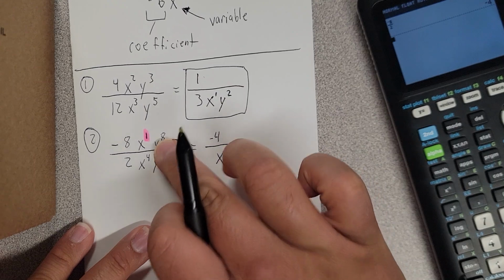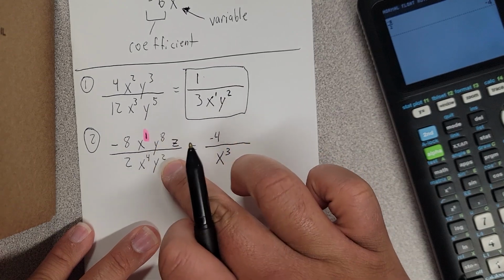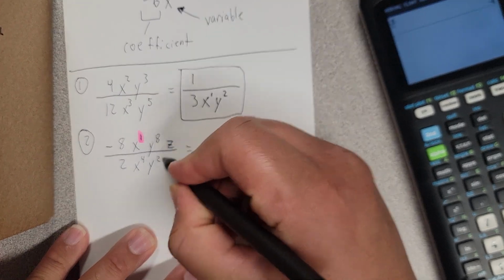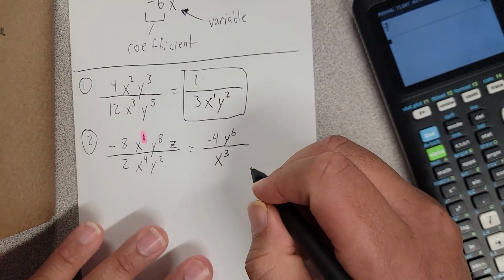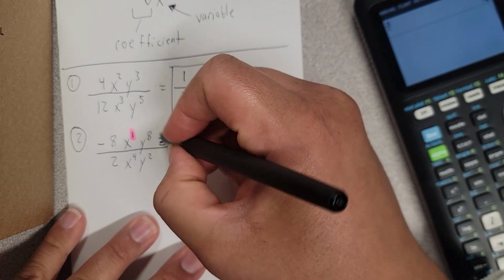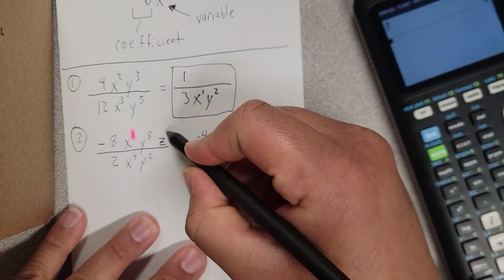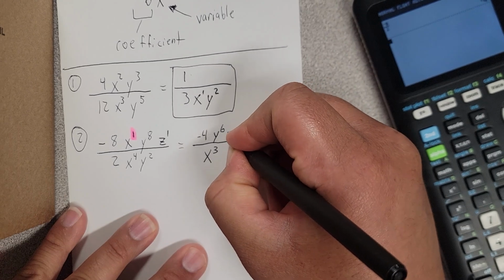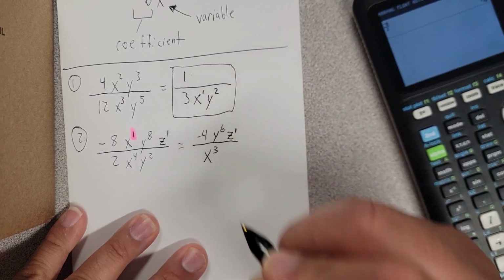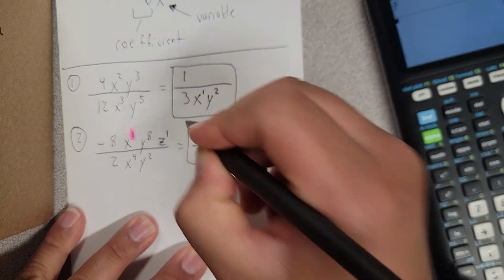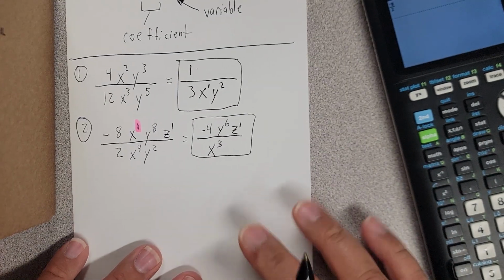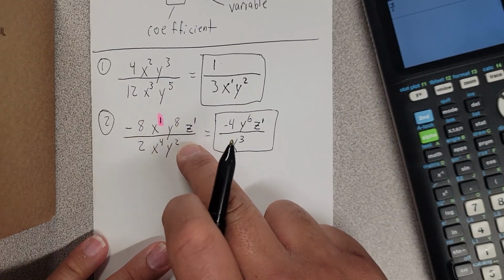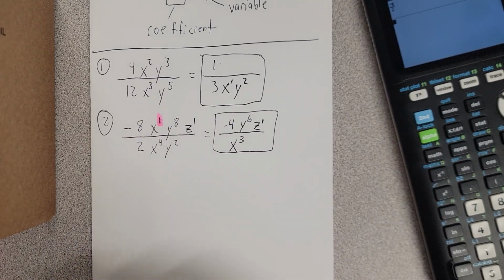Now look at the y's. Who has more y's, top or the bottom? There's 8 and 2. So the top has more y's. 8 minus 2 is going to be 6. And then the z, a lot of people are like, Mr. S, I got to put 1 there? Yes, put a 1. But look, there's no z's on the bottom. So that z just stays on the top, z to the 1. And that's it. So let the calculator do the coefficients and then start asking yourself who has more, top or the bottom.